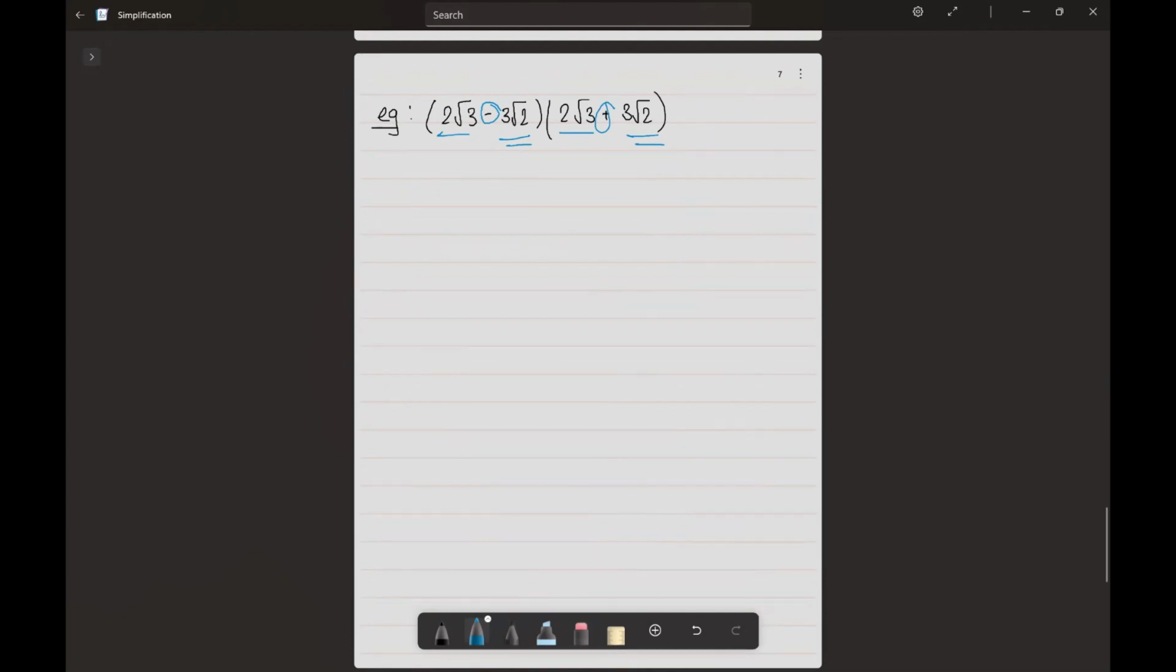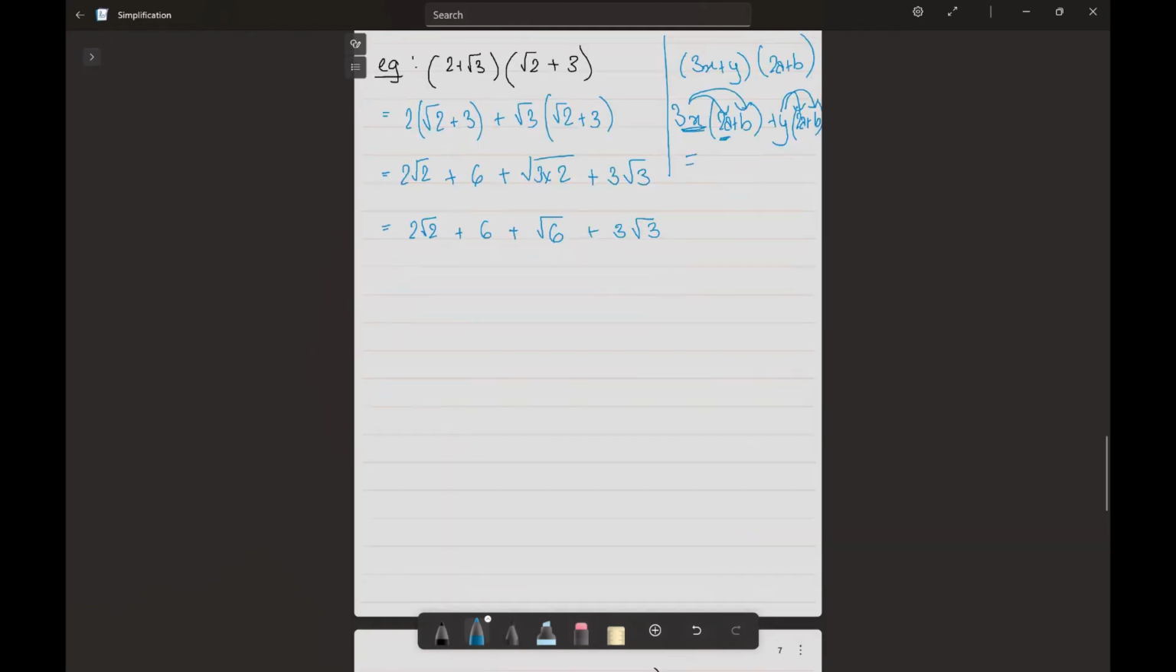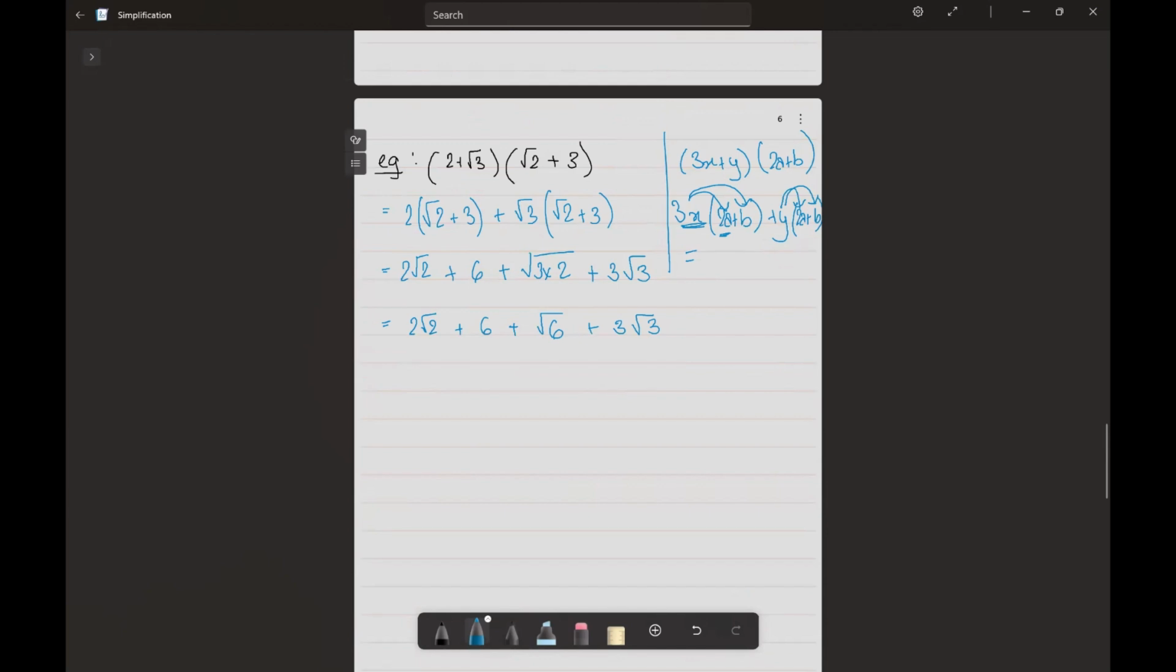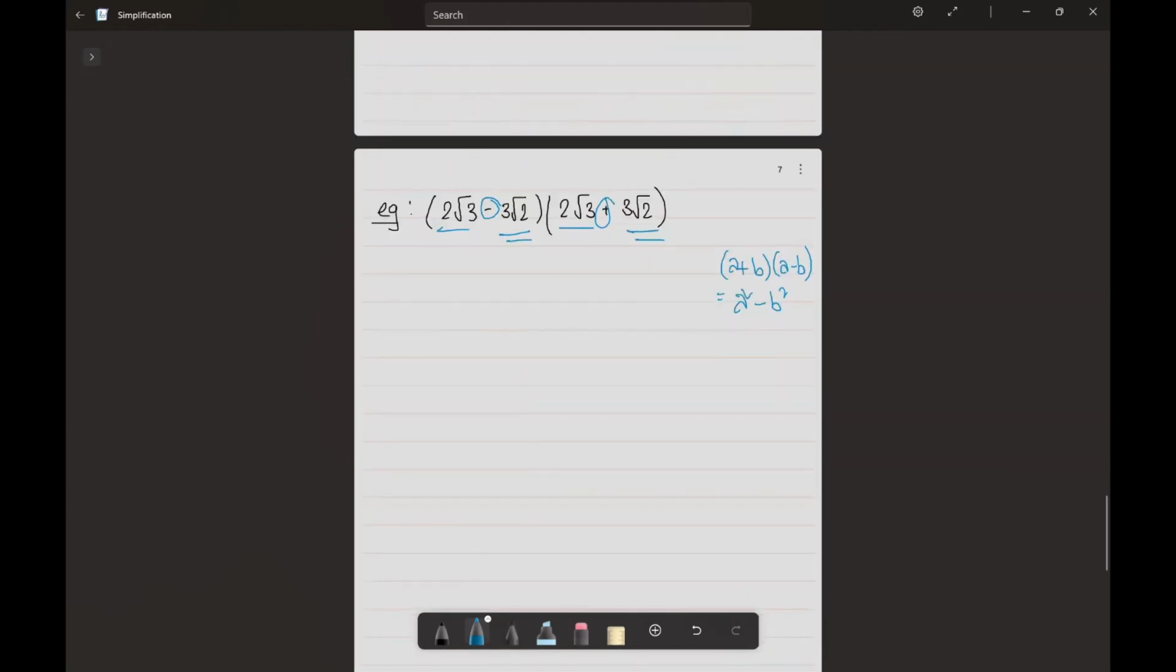But we have seen in algebra that we do have a formula of this type: a plus b into a minus b, which gives us a square minus b square. If you want, you can follow the methods of expansion, just like how we did in the last sum. This expansion technique can be applied to this one too. You can write 2 root 3 multiplied with this whole bracket, then 3 root 2 multiplied with this whole bracket, and when you simplify, you are going to get the same answer ultimately.